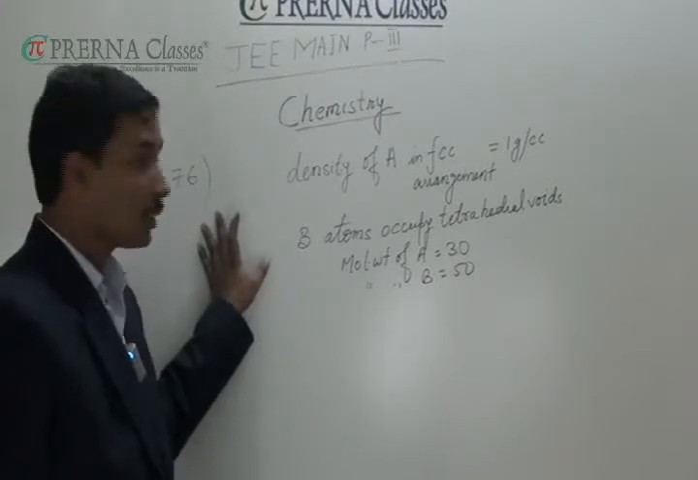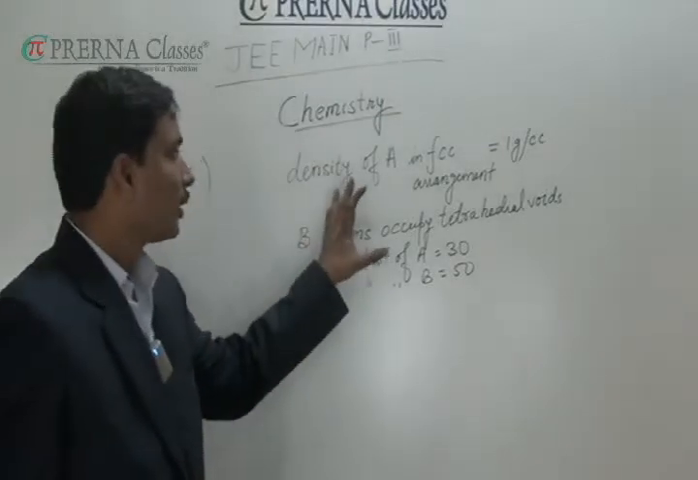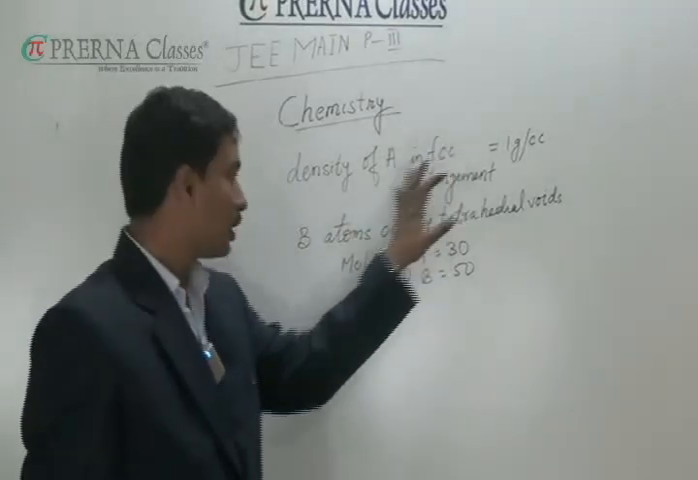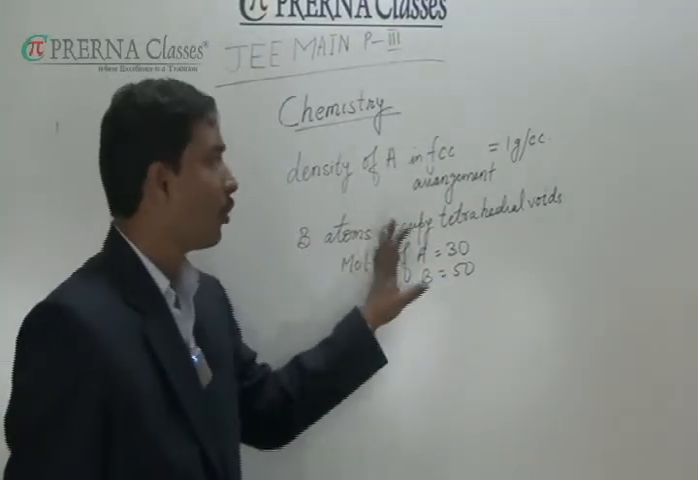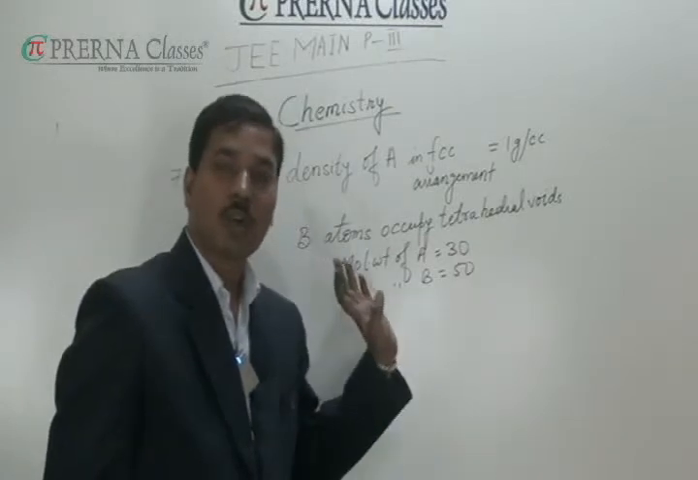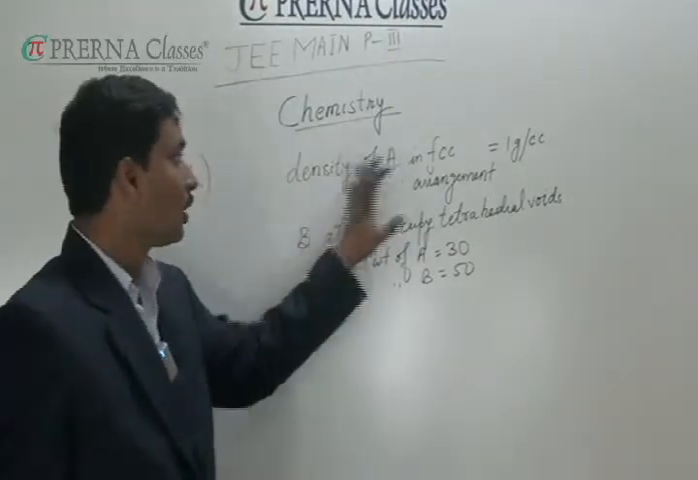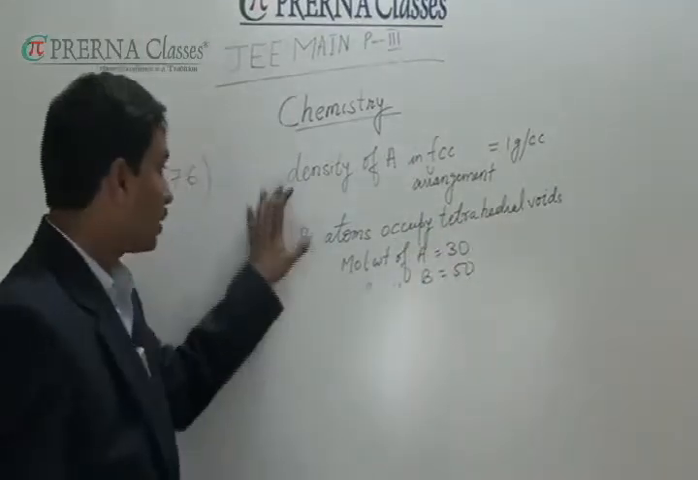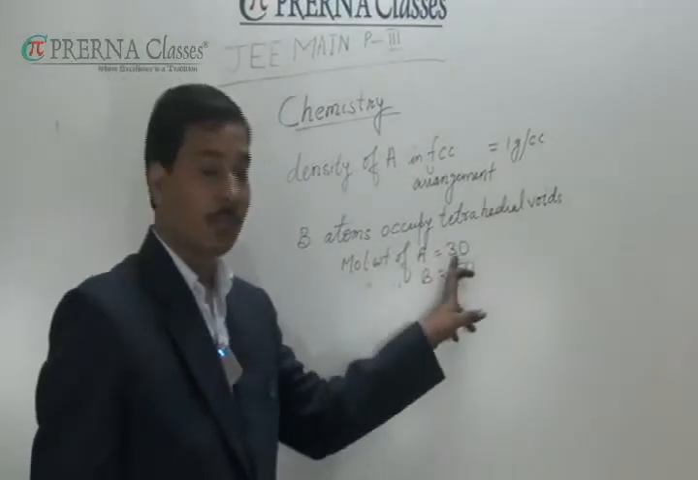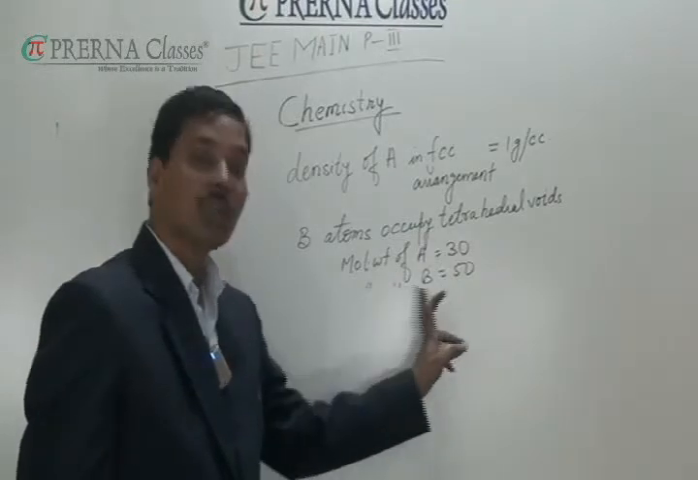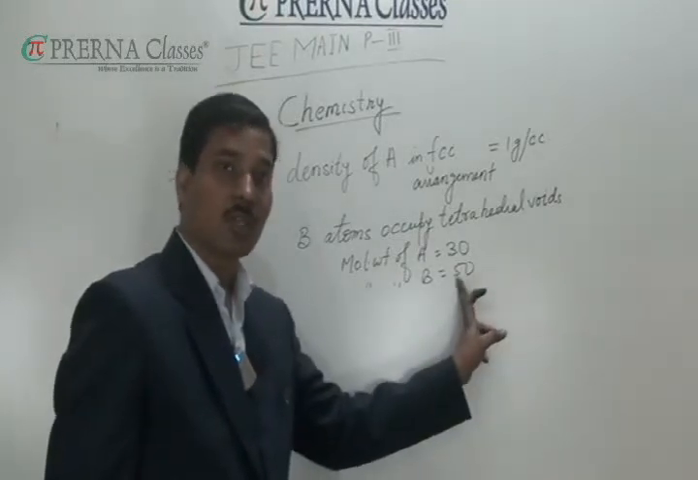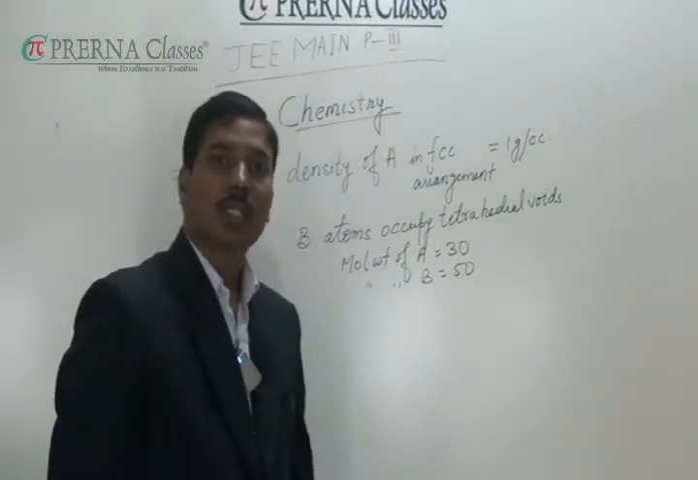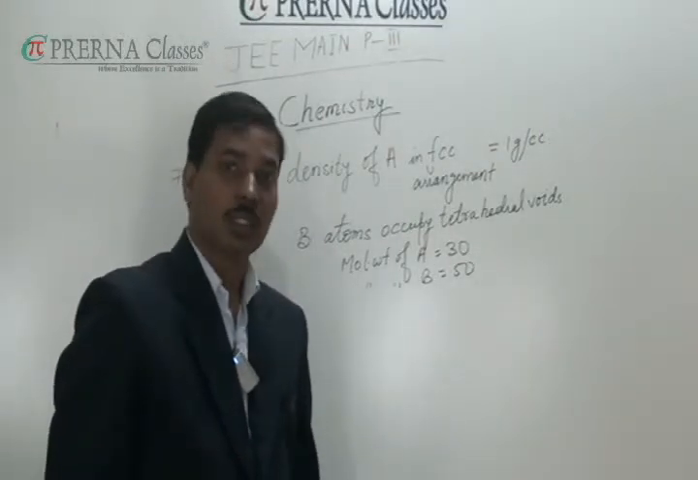Question number 76. A cube is present in which A atoms are in an FCC arrangement. B occupies all the tetrahedral voids of it. The density of A is given as 1 gram per cc, the molecular weight of A is 30 and the molecular weight of B is 50. We have to find the density of the resulting solid in gram per cc.